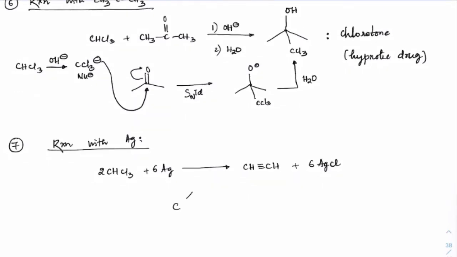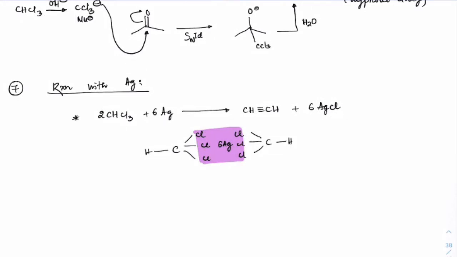If you just recall, we had 3 chlorines here and 3 chlorines on this side on the carbon, and 6 moles of Ag. So all of this will combine to form 6 moles of AgCl, and the carbons on the other side get connected to form the triple bond. That's how we'll get the acetylene. You may have learned this in the preparation of acetylene.